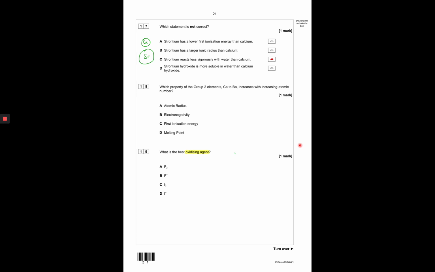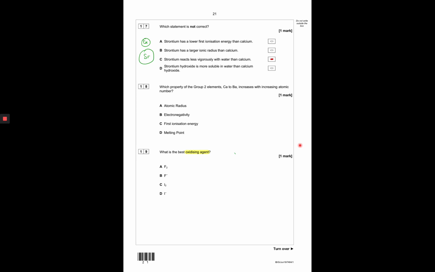So sorry, I forgot what I said. So yes, strontium would react more vigorously with water than calcium. I can't remember now what I said, so I might have said something wrong, so I'm sorry about that. But obviously they get more reactive down the group, so strontium is going to be more reactive with water than calcium. And then with the hydroxides, they do get more soluble as you go down the group, and strontium is below calcium.